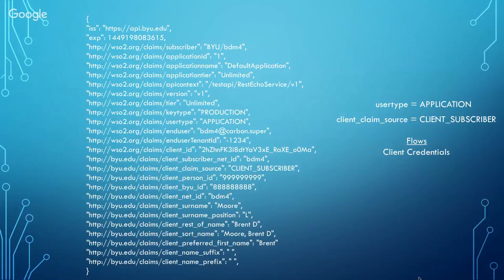As you can see, we get a lot of claims in here. Part of the JSON Web Token standard is that claims be properly scoped. And the scope is a URL, essentially. And so you'll see that WSO2 has quite a few claims that they've put in by default.